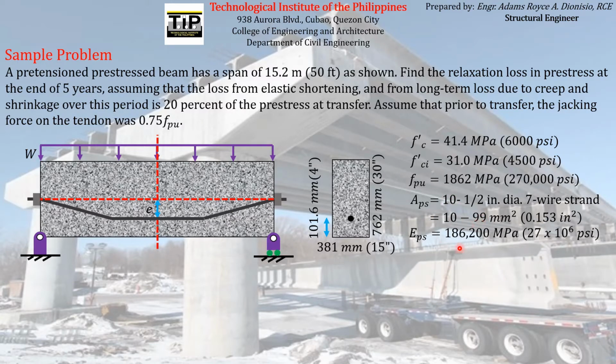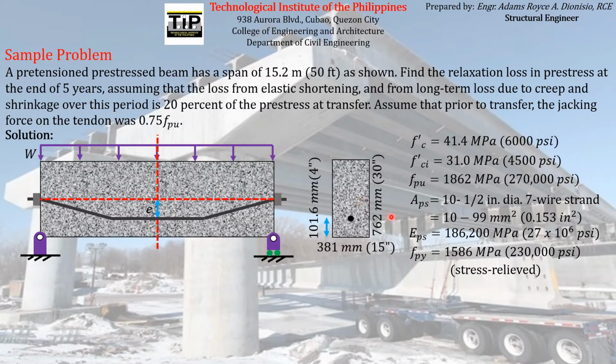And then the modulus of elasticity of the pre-stressing reinforcement is approximately equal to 186,200 megapascal, or approximately 200,000 megapascal, which is the modulus of elasticity of steel. And then fpy is equal to 1586 megapascal, which is stress relieved. And that's all for the given information.